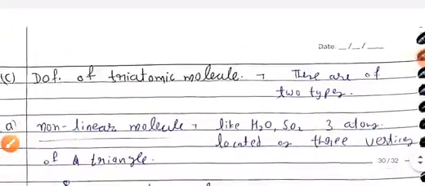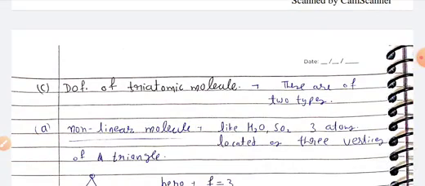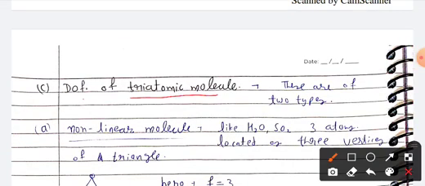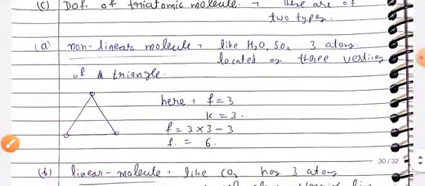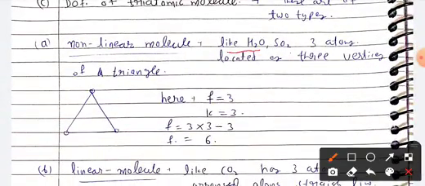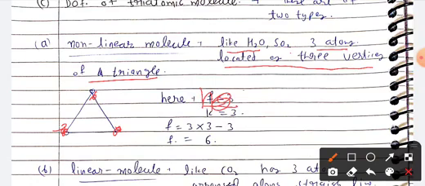Okay, now the third one, the degree of freedom of a triatomic molecule. Now these are also of two types. First, the non-linear molecules. If the molecules are non-linear, like H2O, SO2, here 3 atoms are located as 3 vertices of a triangle in this manner. This is the non-linear case. That means the atoms are not arranged in the linear form. Here N is equal to 3 and K is also equal to 3.